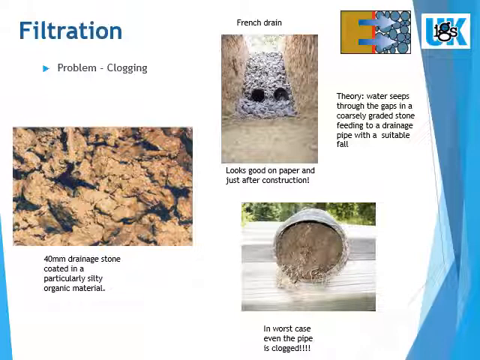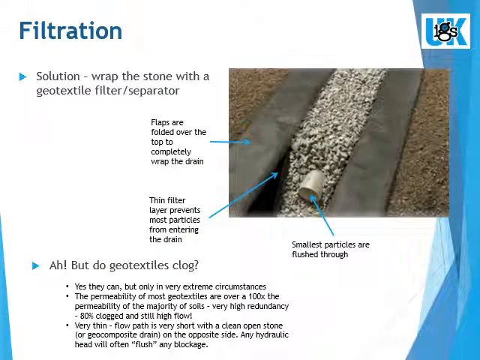It could be a French drain, which has a slow fall where the soil and silt accumulate in the stone and even, in the end, clogs the pipe. The solution is a geotextile filter separator, which can be easily laid around the trench, in the case of the French drain, before placing the stone. The edges can be flapped over, completely wrapping the stone. This gives a large surface area for the water to flow through and keeps the stone relatively clean.